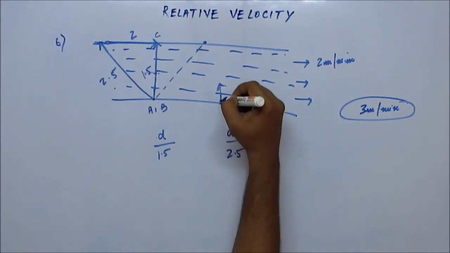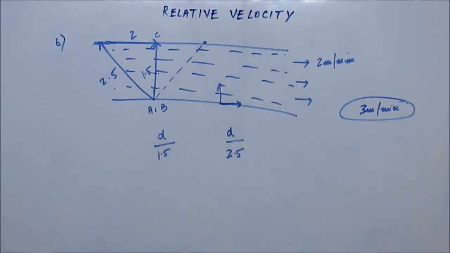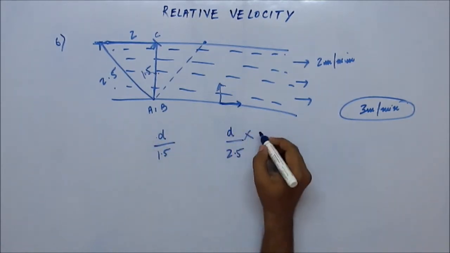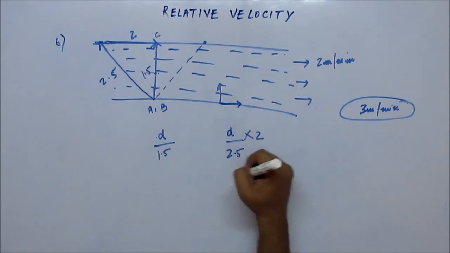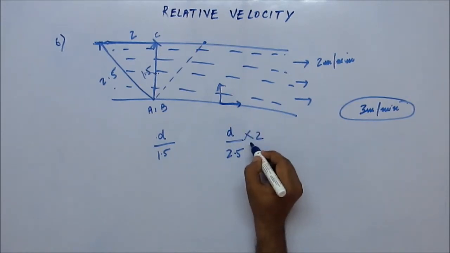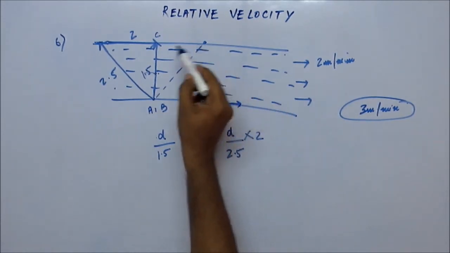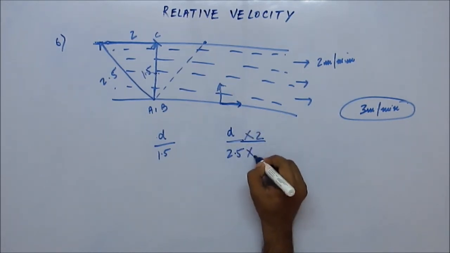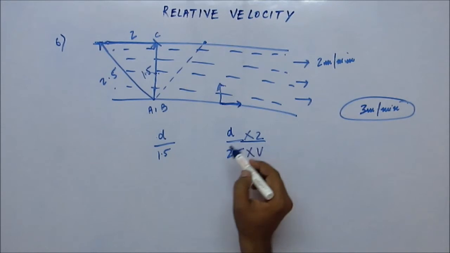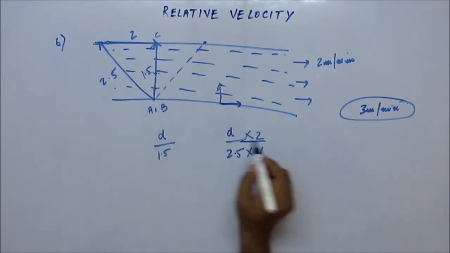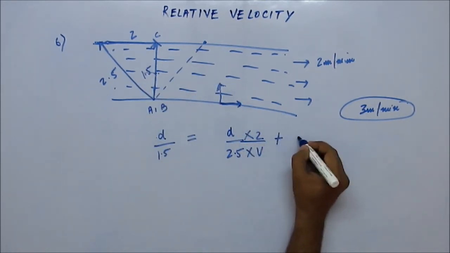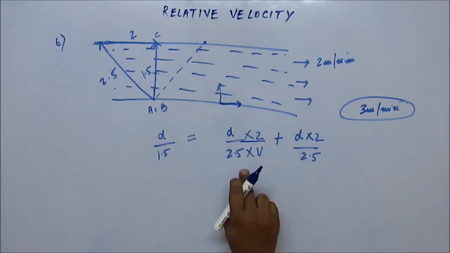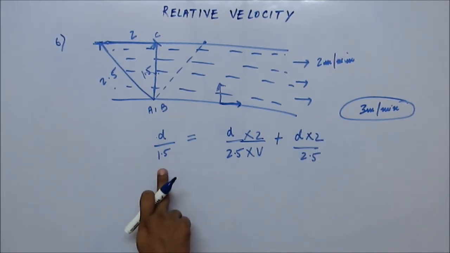This is the time taken to go to the other side, and the drift which will be caused will be the time of the journey times the x component of velocity, that is 2. This is the drift that has been caused. If the velocity with which he walks is v, then drift upon v will be the time taken for him to come back to C. So the total time taken for him is d into 1 upon 2.5 plus this, and that should be equal to d upon 1.5.